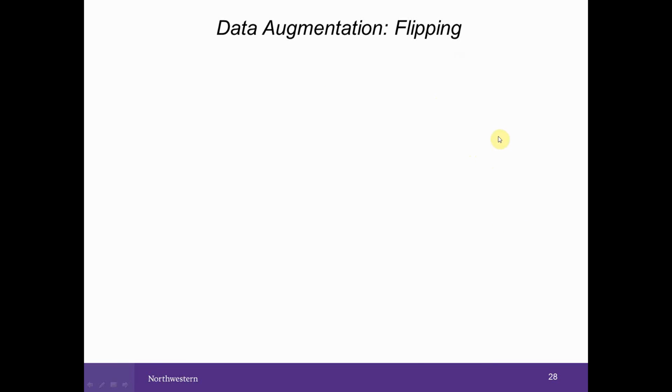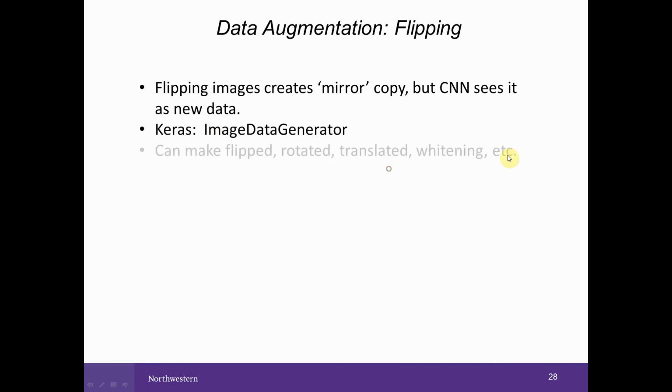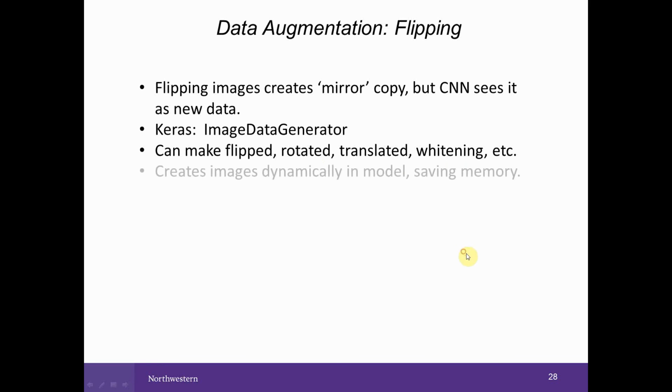Another data augmentation you can do is flipping. It creates a mirror image of each picture, but again the convolutional net algorithm sees it as brand new data, like it's something completely new. Keras has something called image data generator that can do that. You can also create flipped, rotated, translated, whitening, they call it, like changing the dithering and the contrast in the image, to create this new data. It does it dynamically while the model's running, so it saves you memory, so you're not creating all new data in your files, eating up all your memory.